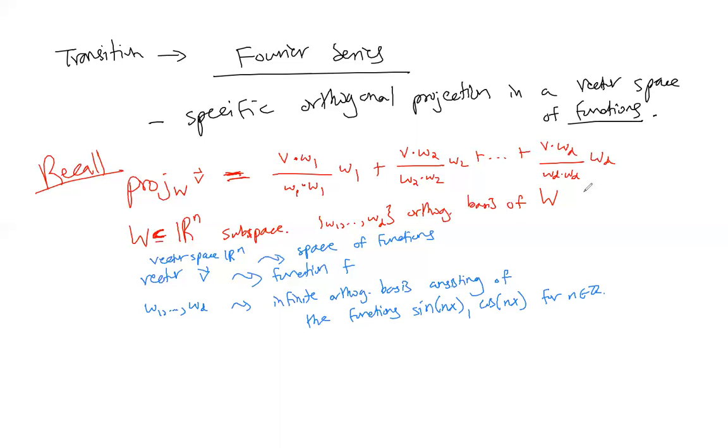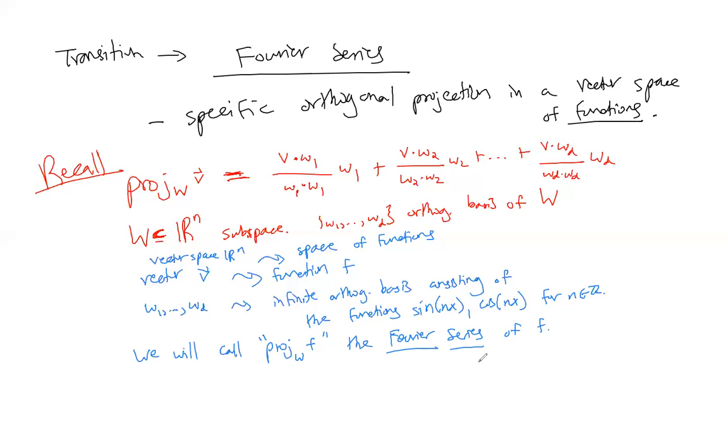Okay, and then we're just going to do the exact same formula. And this thing on the right-hand side, which is going to be now an infinite sum, because we're going to have an infinite basis, is going to be called the Fourier series of f. So we will call, I'll do this in quotes, proj f onto V, or I guess W, the Fourier series of f.